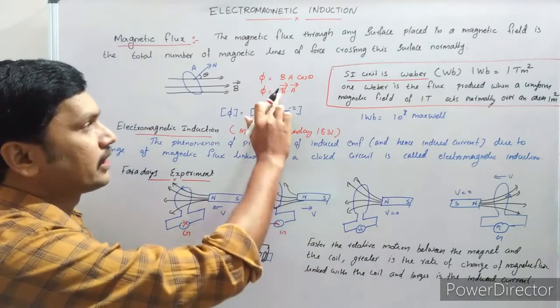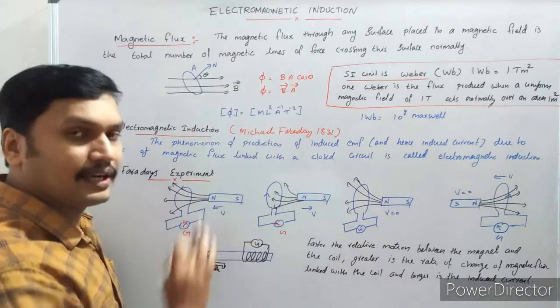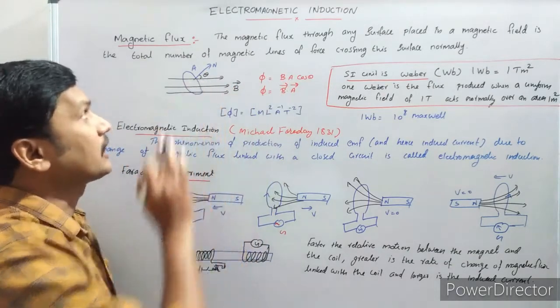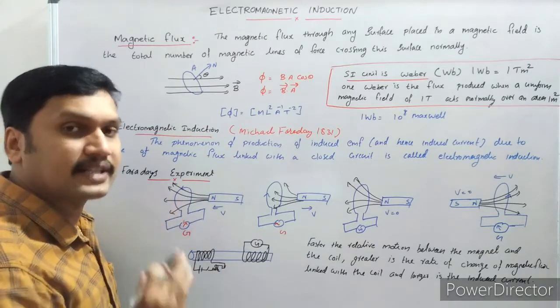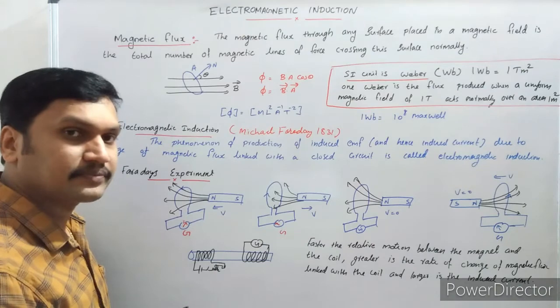As it is the dot product between the magnetic field and area vector, it is a scalar product, so magnetic flux is a scalar quantity. There is no direction for the magnetic flux.